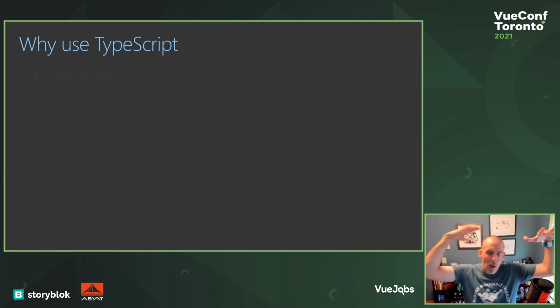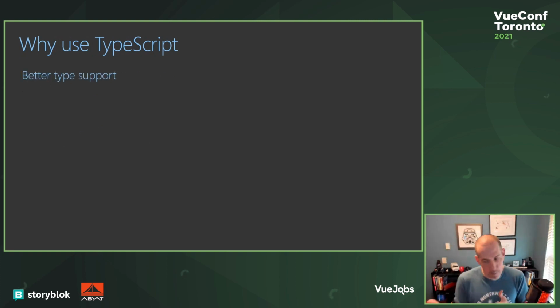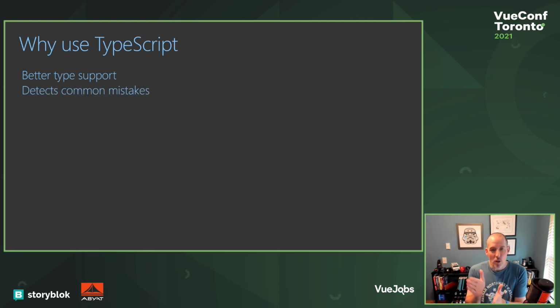So why use it? Well, we've hit some of this already, but the big one, of course, is going to be better type support. It's also going to help detect a lot of very common mistakes. One of the things that I frequently do, if you're anything like me, and I know I am, is sometimes get so focused on creating a method or a function, on just that logic, that I get to the end and I forget to return a value.